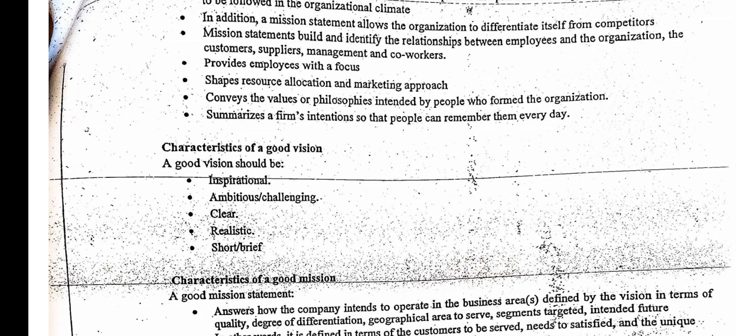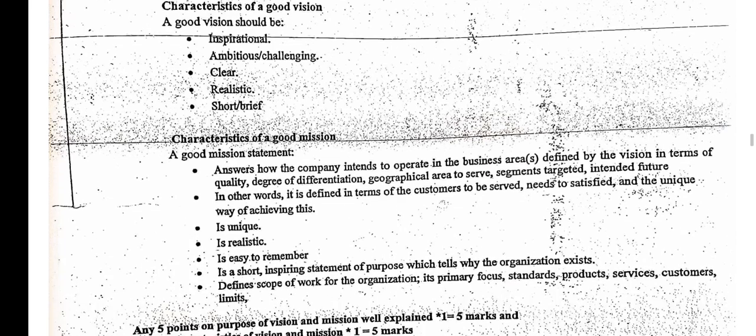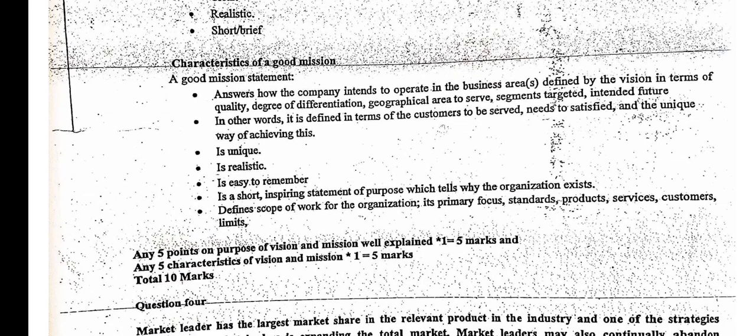Characteristics of a good vision: inspirational, ambitious, clear, realistic, short. Then characteristics of a good mission: unique, realistic, easy to remember, it is short, defines scope of work for the organization, like that. Any 5 points on purpose of vision and mission well explained, 5 marks. Any 5 characteristics of vision and mission, 5 marks, so that is 10 marks.